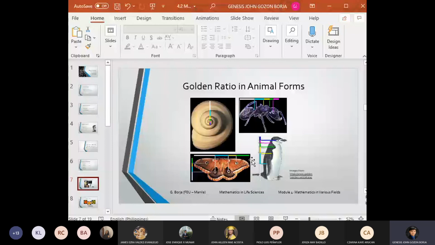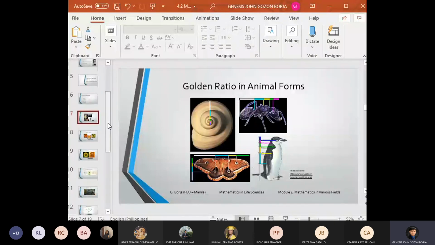And then the height and the width of the wings of the butterfly, and even the, I do not know the biological term for that, but the quote unquote designs dun sa mga pakpak ng mga paru-paro ay may golden ratio din doon, even in the parts of this penguin. Okay, so in animal forms, we can also observe golden ratio.